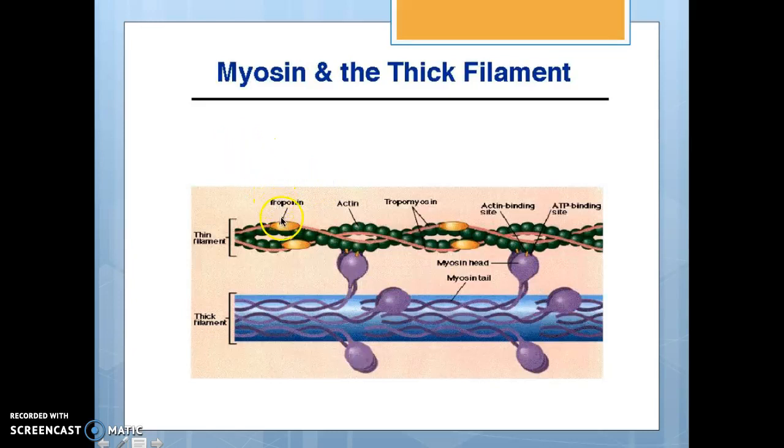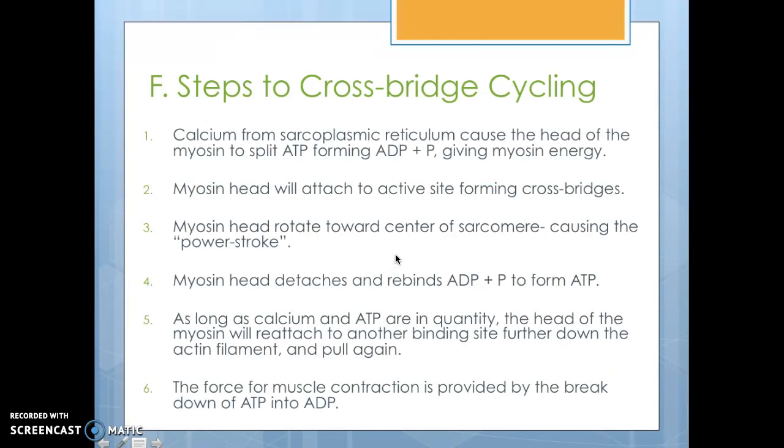So not only do you have calcium coming in, attaching to the troponin, but you also have ATP attaching here and breaking to form ADP plus P. When you break a bond, you get energy, and the myosin head will absorb that energy and come up and move it. So calcium from the sarcoplasmic reticulum causes the head of the myosin to split ATP to form ADP plus P, giving the myosin head energy.